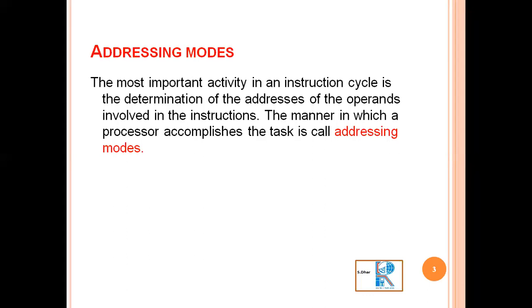I have already told that any instruction has two parts. One is the opcode and another is the operands. The processor has to know what the address of the operands is. Okay, then only it can execute the instruction on those particular operands. So the determination of the address of the operands is one of the most important activities in the processor. But how will the processor know the address of an operand? Clear? So the manner in which a processor accomplishes the task is called the addressing modes.